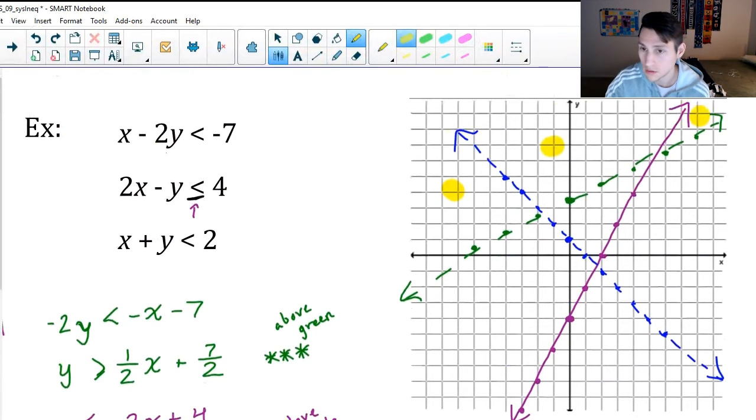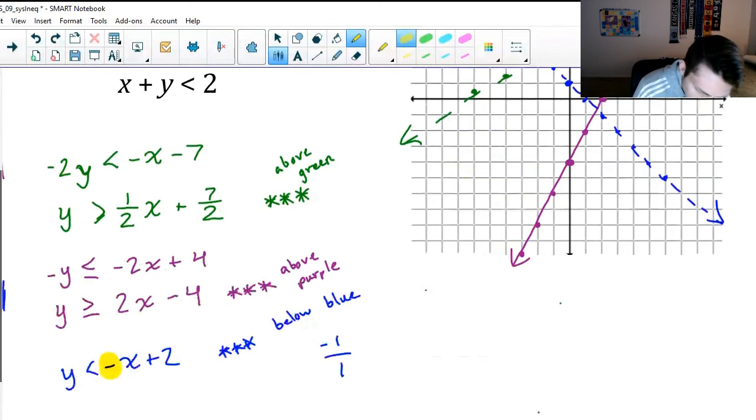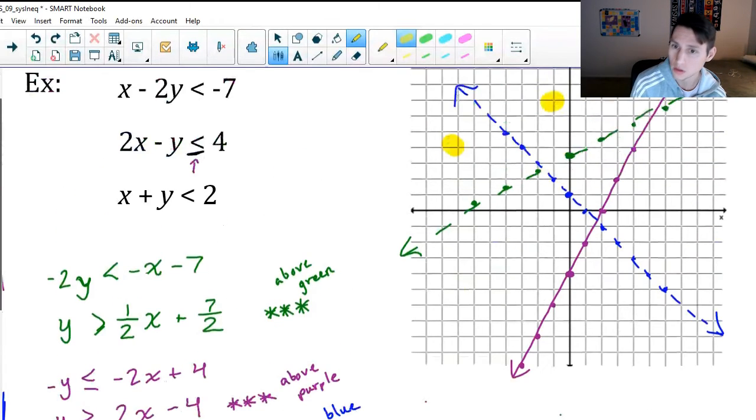Well, that third yellow dot on the right is not above the purple line. It's below the purple line. So I'm going to get rid of that one. That's not an option. So my only two options left are these two, because these are above green and they're above purple. And then the last thing that I want is for it to be below blue.